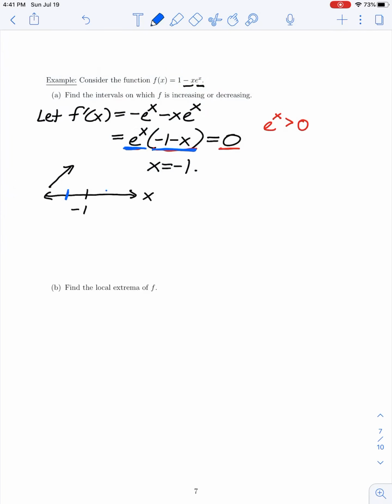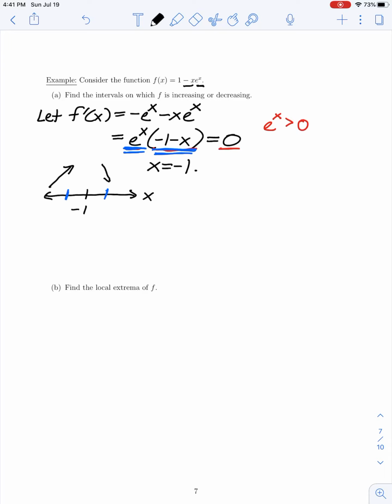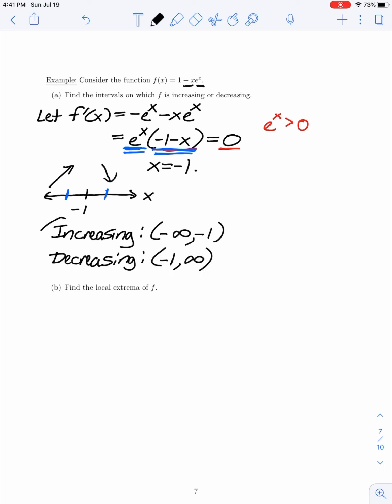And to the right of -1, we could choose a test value of x equals 0. And plugging into our derivative, we would have e to the 0 is 1, times a -1, which would be negative. So our function is decreasing from -1 to infinity. So stating our answer, we say our function is increasing on the interval -infinity to -1 and is decreasing on the interval from -1 to positive infinity.